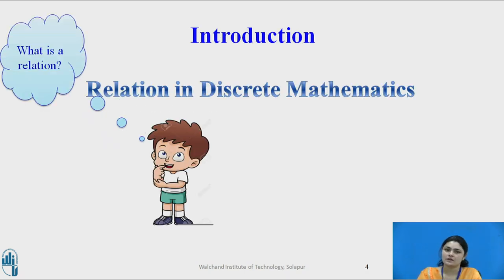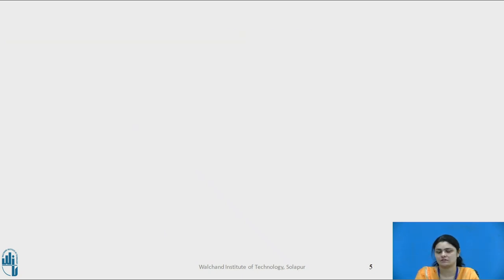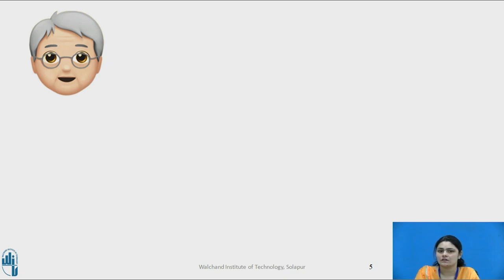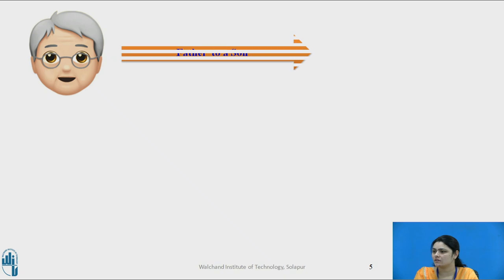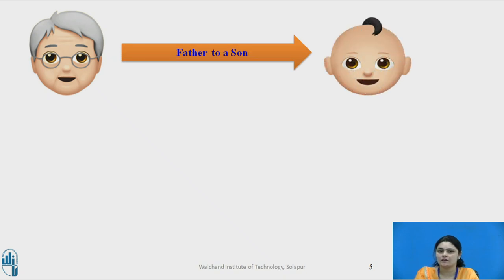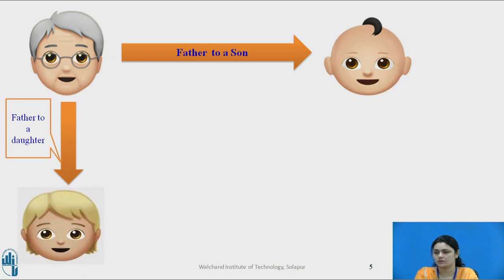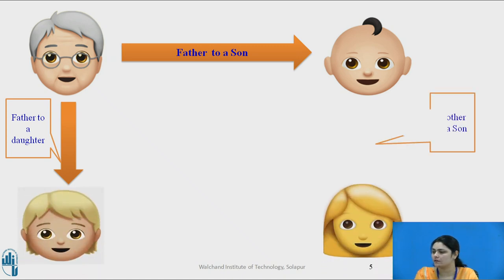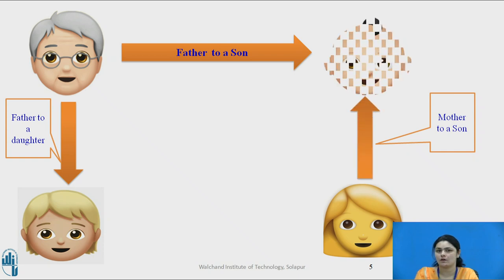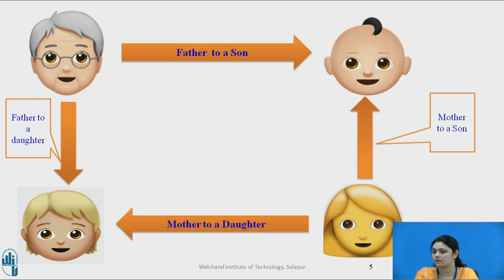Now, beginning with the subject. The idea of a relation is a basic concept that is widely used in mathematics as well as in our day-to-day life. We are all familiar with it, and let us see a simple example of what a relation is. Now, what is a relation? We see the relation can be from a father to a son. It can be from a father to a daughter. The relation can be from a mother to a son. Or it can be from a mother to a daughter. So these are some types of relation.